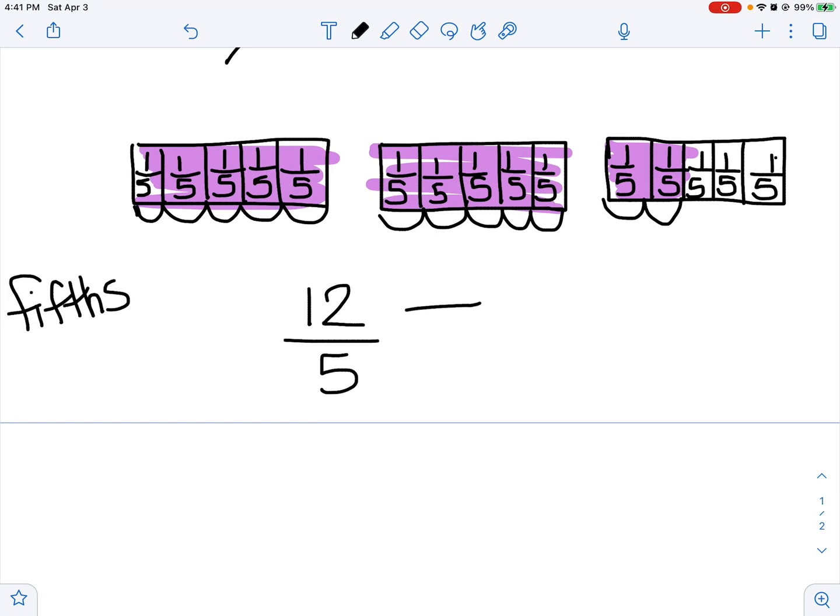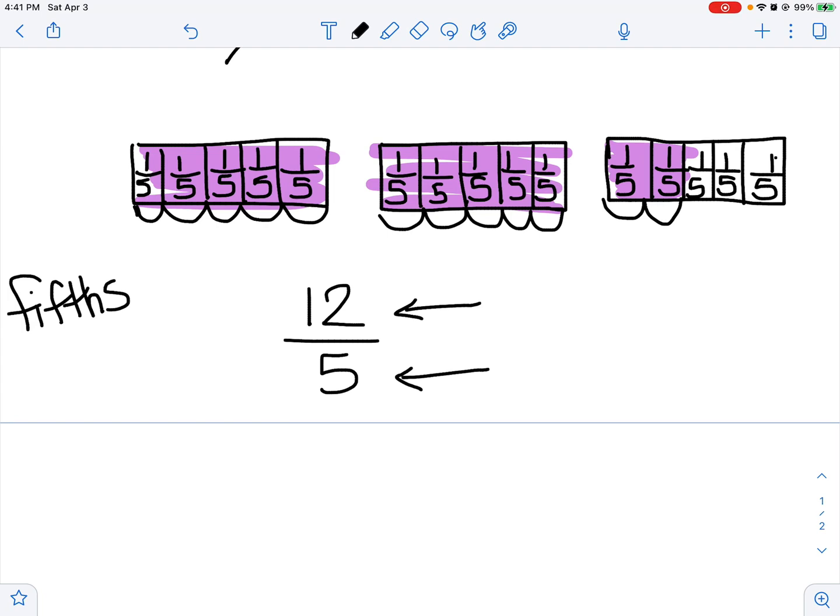So again, just remembering the top number means how many are we talking about? How many are shaded? How many were eaten? How many were given away? How many were used? And the bottom number just represents how many parts the whole has been broken into.